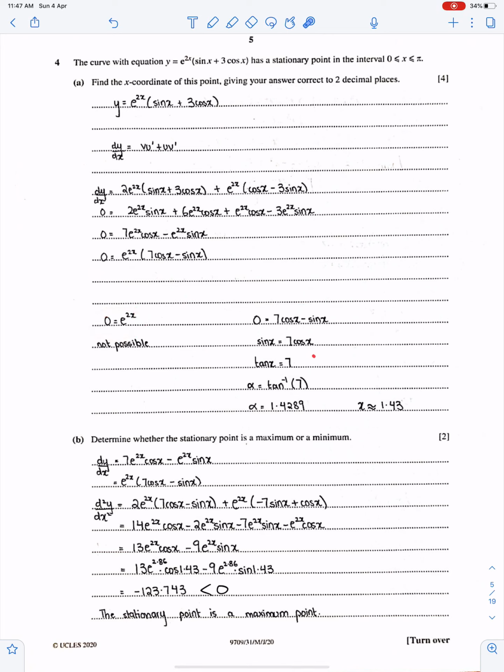And from here you are getting one value, because tan is positive and it is in first quadrant only, because you cannot work in third quadrant, the domain is still here. So that's the final answer. Determine whether this stationary point is maximum or minimum. You need to differentiate this again. So when you will differentiate this again, you will get this thing. And at this value, the answer is negative. So maximum point.